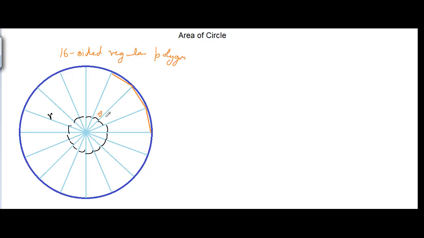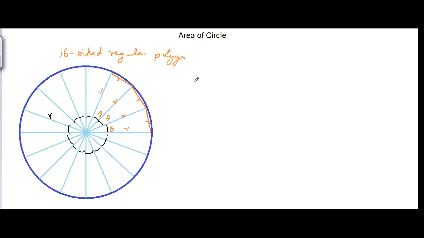Why so? Because these angles are equal, radii are equal. What happens is that by SAS congruence, all these triangles are congruent to each other. So by CPCT, these sides which are just drawn in red color are also equal. So when all the sides of a polygon inscribed in a circle are equal, then it is a regular polygon. So we will get a 16-sided regular polygon.